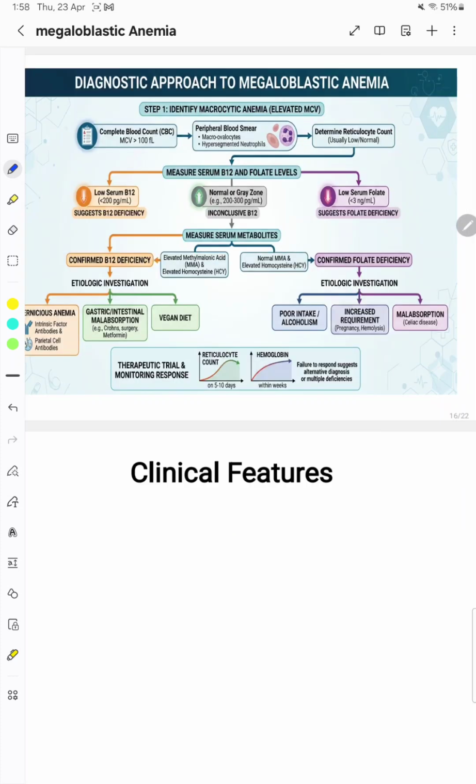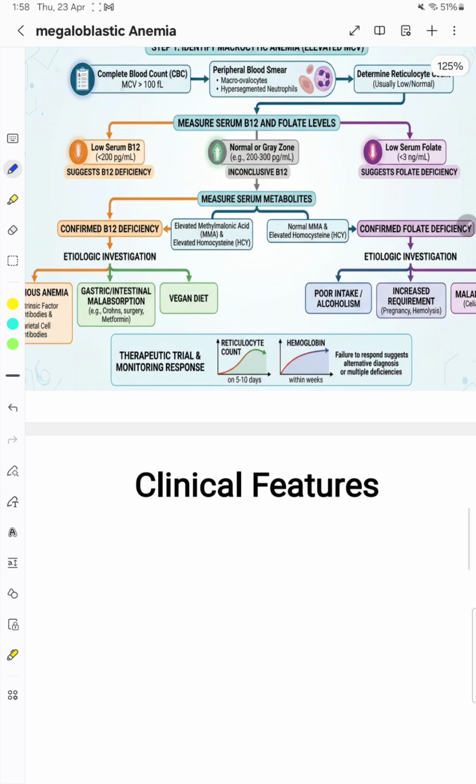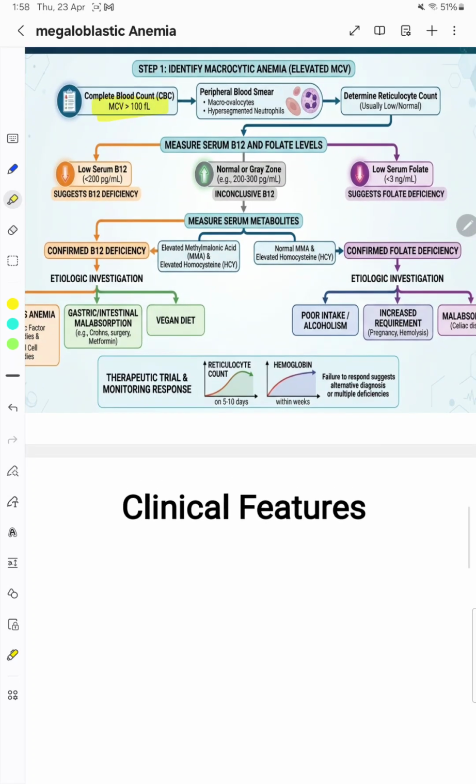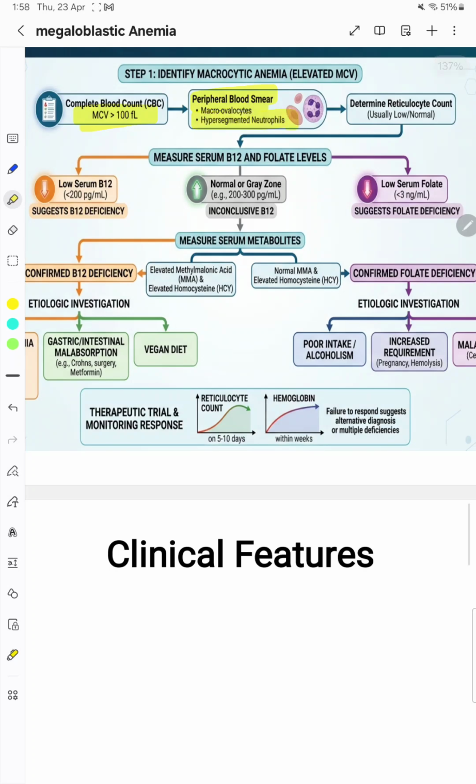Now we will see the diagnostic approach to megaloblastic anemia. A patient presents with fatigue, weakness, and pallor. On complete blood count, the MCV, or mean cell volume, is increased, more than 100 femtoliters, and there is anemia, decreased hemoglobin. On peripheral smear there are macrocytes, macro-ovalocytes, and hypersegmented neutrophils. After the peripheral smear and complete blood count, we order a reticulocyte count, which is usually low or normal.